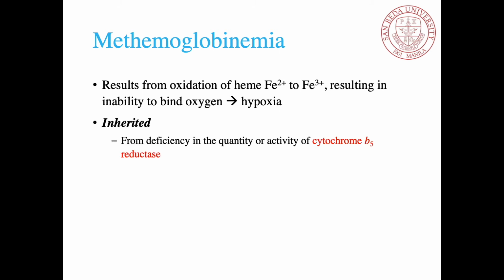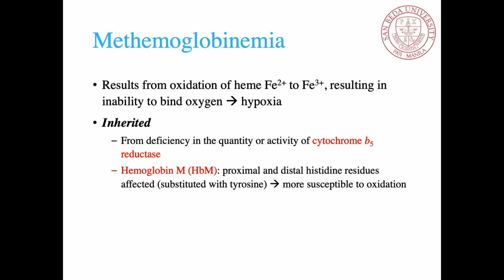In the inherited form, there is deficiency in either the quantity or activity of cytochrome B5 reductase, an enzyme dependent on NADH that is responsible for converting ferric iron to ferrous iron. Now, a variety of mutations in the alpha, beta, and gamma globin genes can also give rise to an abnormal form of hemoglobin called hemoglobin M.